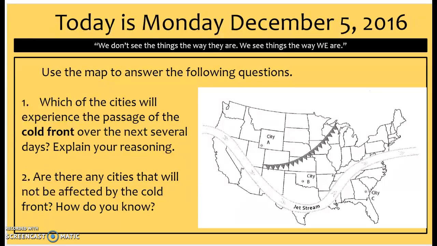And the pattern of the jet stream right now in this picture, once that cold front heads that way, the jet stream is going to kind of carry that cold front in that general direction or move it away from City C. So City C will not experience that cold front because of the jet stream.